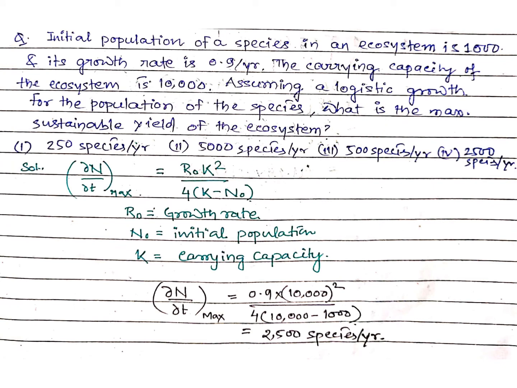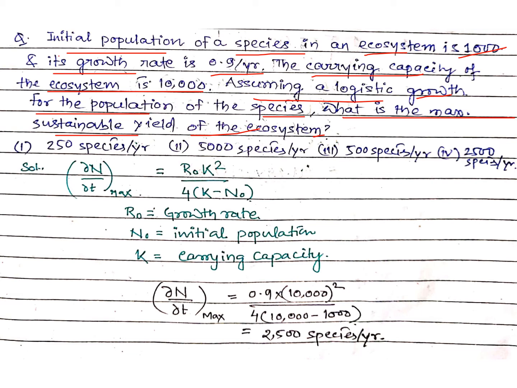Again, there is a question from the same population growth model. So what is it telling here? Here we can see that the initial population of a species in an ecosystem is 1000 and its growth rate is 0.9 per year. The carrying capacity of the ecosystem is 10,000. Assuming logistic growth for the population of the species, what is the maximum sustainable yield of the ecosystem?